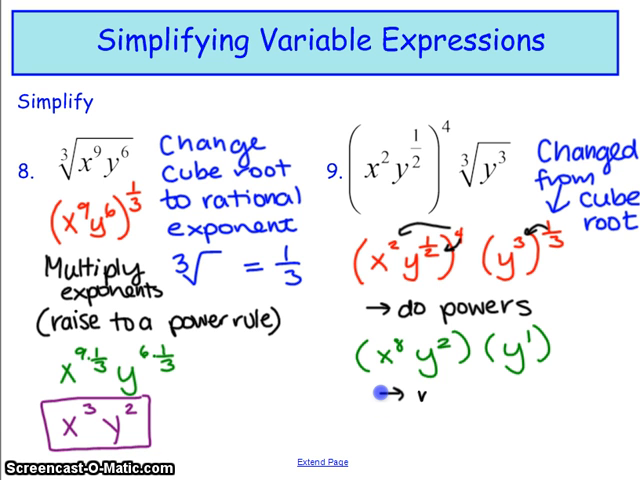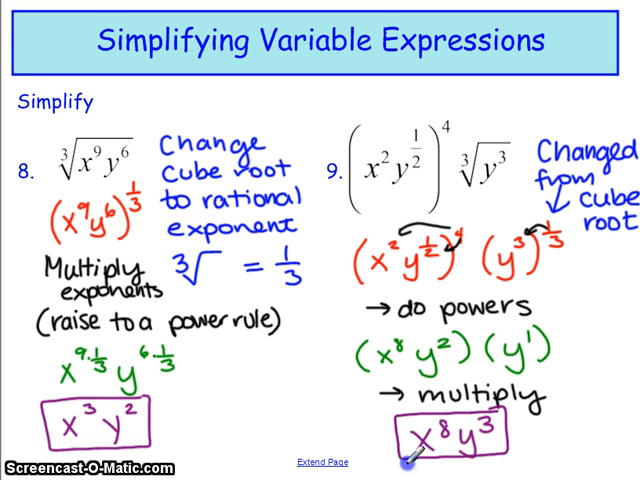Now I'm going to multiply. So when we multiply, we add the exponents on like bases. So there's no other x's, just the x to the 8th, so I'll leave that. And then I have y to the 2 plus 1, so y to the 3rd. And now you've seen rational exponents used with numbers and variables.